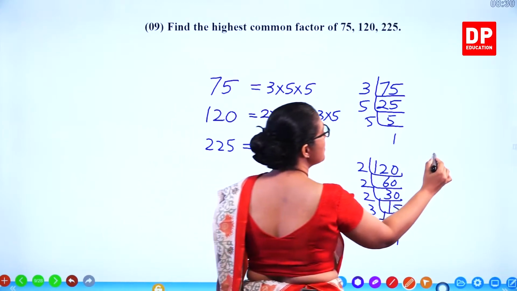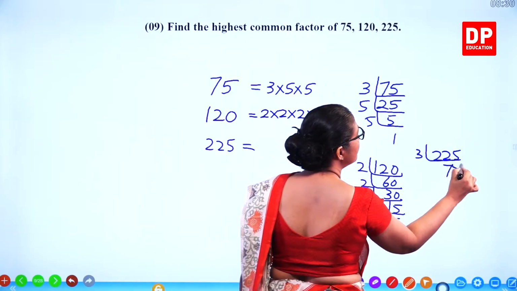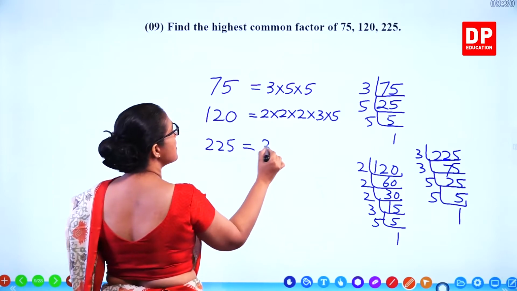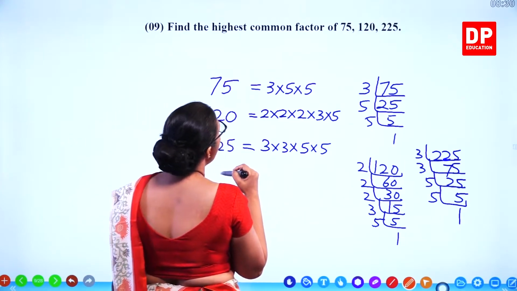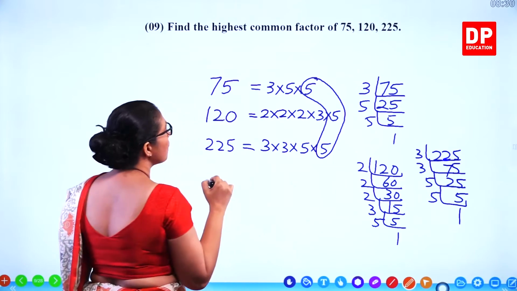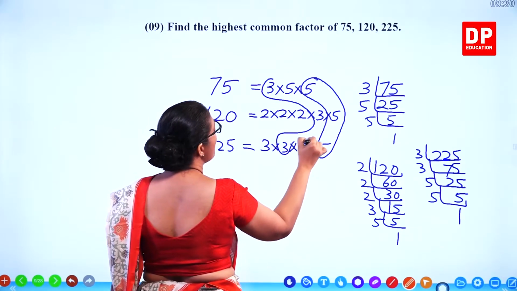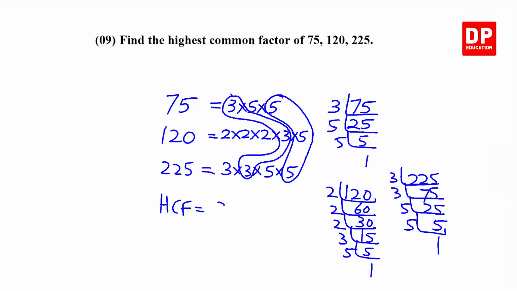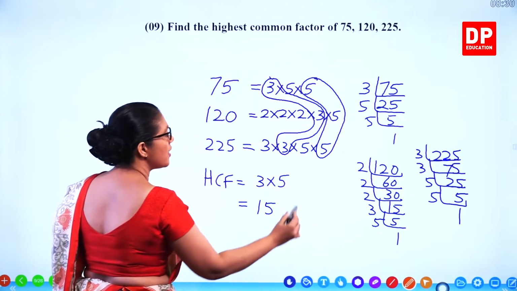What about 225? Divide by 3. Divide by 3 again and divide by 5 and 5. So 2 3s and 2 5s. Now find out the common factors. Which one is common? 5. 1 5 is common. 3 is common. Can you see? This 3 is common. So 3 and 5. So highest common factor is 3 times 5. That's 15. So that's the highest common factor. So you get 2 marks for that.